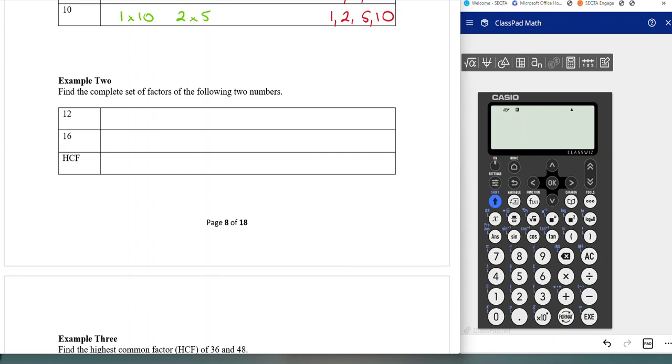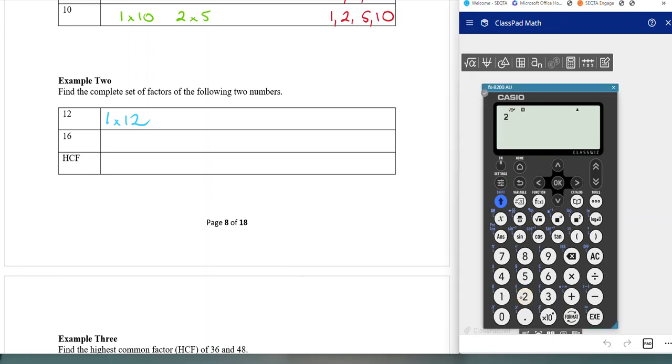So for 12, when you're looking for factors, always start with 1 times your number, so 1 times 12, and then you slowly increase. So 1 works, so then I want to see if 2 works. So on my calculator over here, if we did 12 and I press, does that divide by 2? Oh, I got a nice number 6. So that means 2 times 6 is my next one. So I've done 1, I've done 2. The next number to check would be 3. So you do 12 divided by 3 and you get the number 4. So 3 times 4.